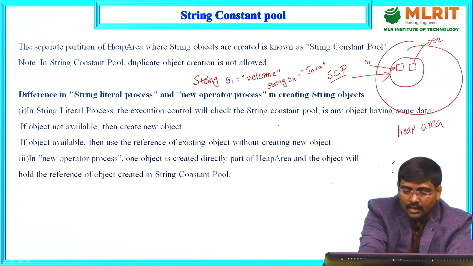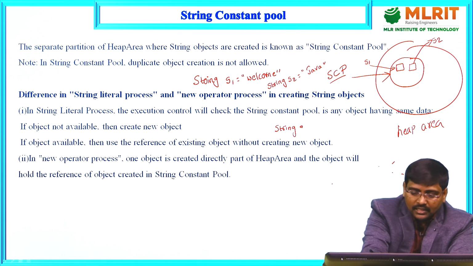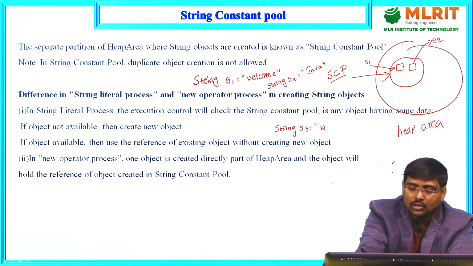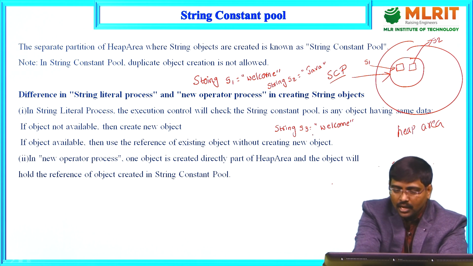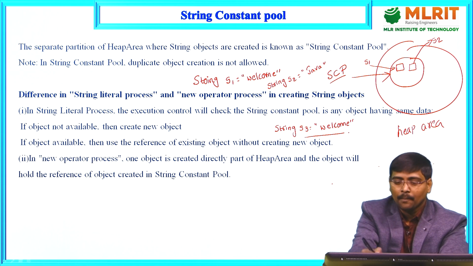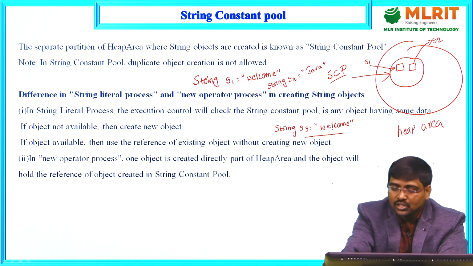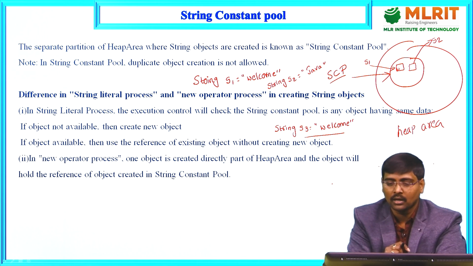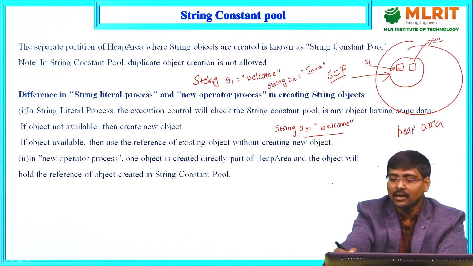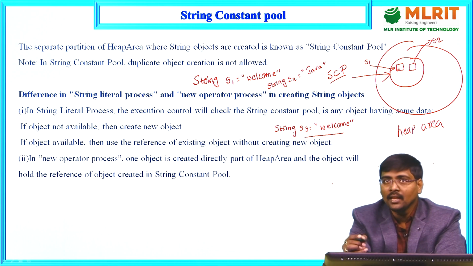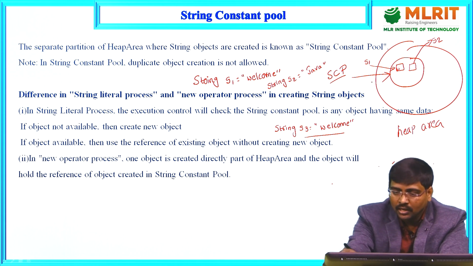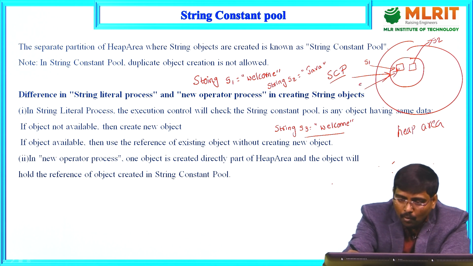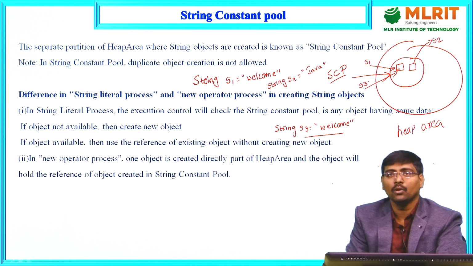Now finally, string S3 is equal to, suppose if I create again welcome. Here we created the string by using string literal. Now check, is welcome available within the string constant pool or not? Yes, welcome is already available. If it is already available, instead of creating a new memory location, S3 also points to the existing memory location.